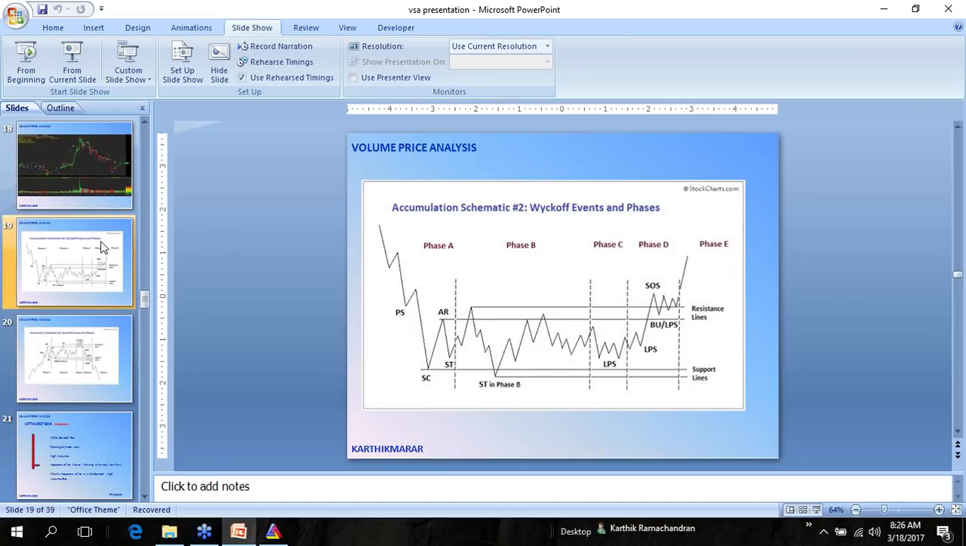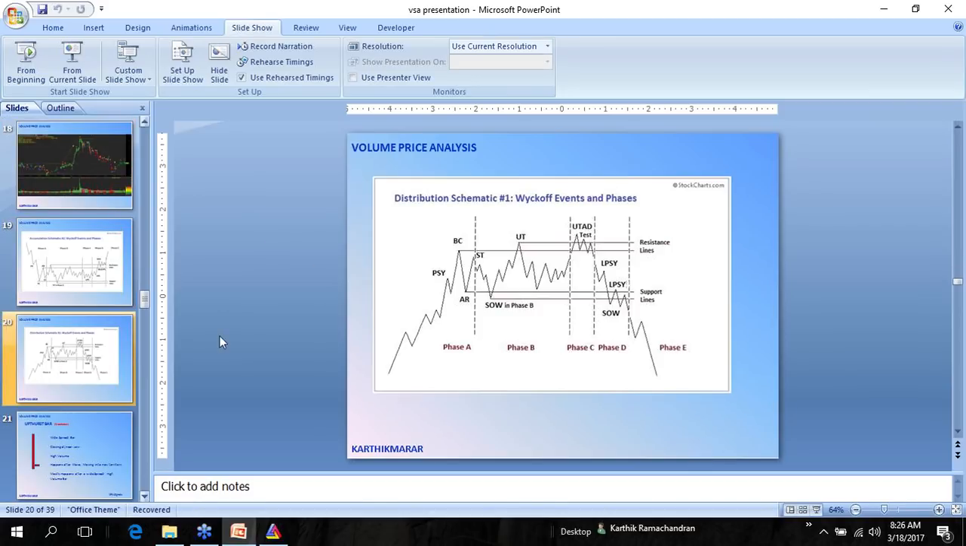Many of you may have seen this. It's a very familiar schematic, what they call the accumulation schematic. Very popular on the net. You can always find this. And this is the distribution schematic. Now, unfortunately, I'm not going to talk about all this now. My practical experience says that these things are very theoretical. Very rarely can you see any of these indications.